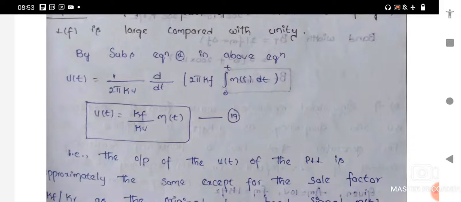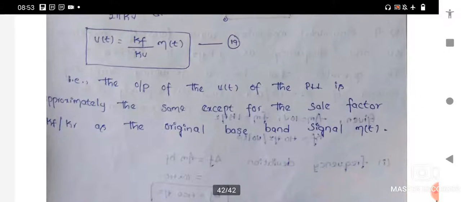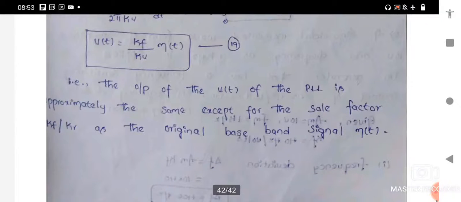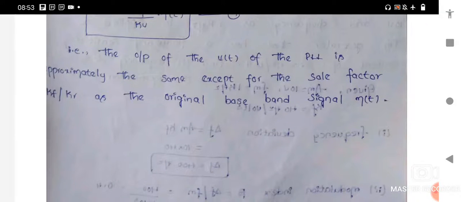So here we assumed equation 19. That is, the output V(t) of the PLL is approximately the same, except for the scaling factor Kf by Kv, as the original baseband signal, that is m(t). So V(t) is directly proportional to m(t). So this is about the phase lock loop method.